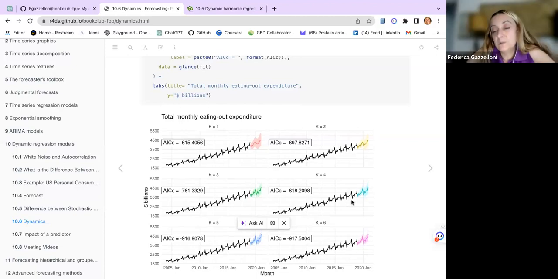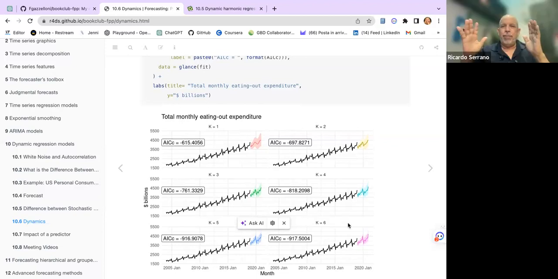If you put the graph with K and the AIC values, you see that the value is going to be the lowest at K6. You have to check whether, if you keep increasing K, it then levels off at that point.